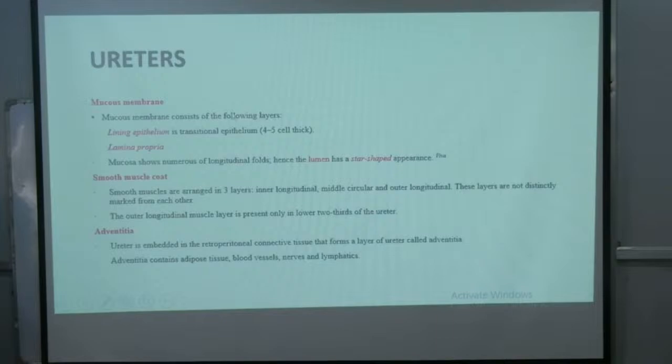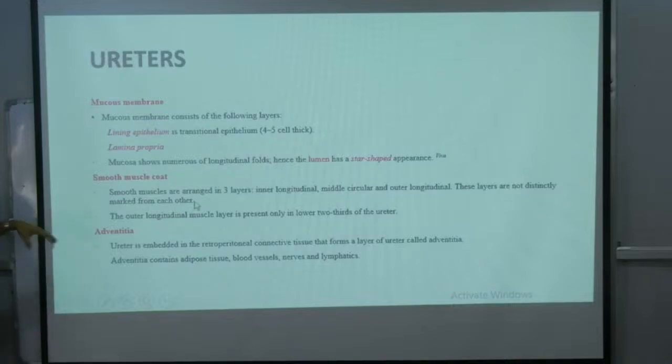This transitional epithelium is the kind of element seen here. Then we have the lamina propria, which is quite thick in this region. Because the lining epithelium is multilayered, it takes a folding pattern, and this folding pattern looks star-shaped. So the lumen here looks like a star-shaped lumen because of the folding of the lining epithelium.